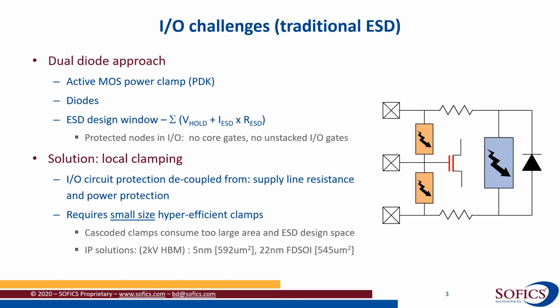Obviously, to implement this approach, we need very small and very efficient local clamps, where the PDK will suggest the use of cascoded clamps. We will see that if we want to use that, the area consumption is rather large, and the design space use is also very important because of the sum of the holding voltages of cascoded devices. The Sofics solutions that are offered and highlighted in this presentation for 2 kV are very, very small in area. Some numbers are shown here for 5 nanometer technology and 22 nanometer technology. Obviously, more information can be obtained from Sofics.